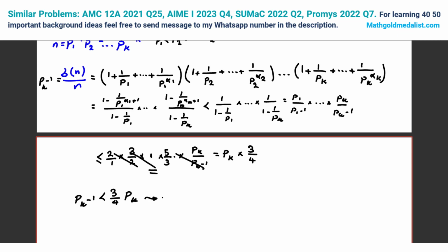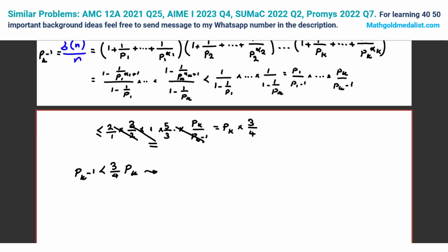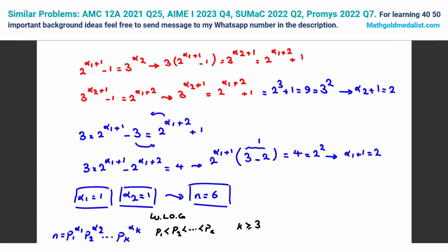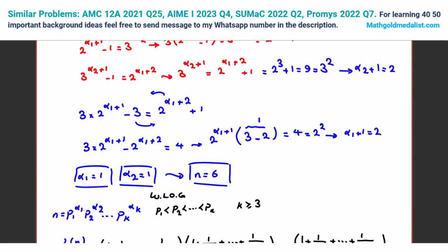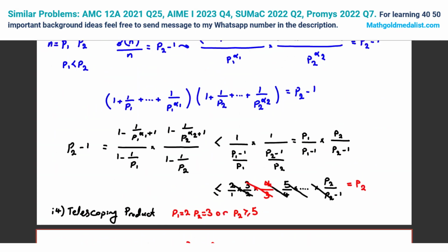Now, it was 3 over 4. We can take this part to the left-hand side and this to the right-hand side, so it will be 1/4 pk less than 1. So pk is less than 4. But we know pk is at least 5 because we have 3 primes, and it cannot be less than 4, so contradiction. So we can conclude our only good number is n equals 6, because when we have at least 3 primes, it's not possible. For 2 primes, only 6 is possible. For 1 prime, we proved it's not possible.